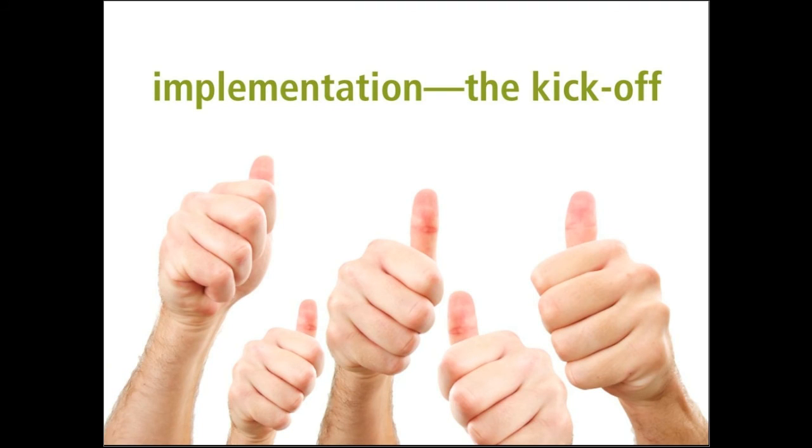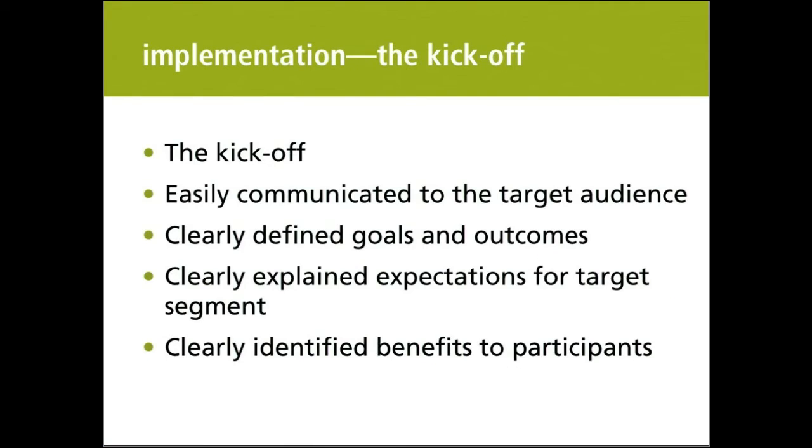So we go into implementation, kind of the kickoff here. Okay. You want a specific definable event to start your program. You want everything that you're trying to accomplish to be easily communicated. You want very clear goals and benefits that can actually be understood by the community you're targeting, and expectations for their participation. Okay, when you're developing a program, you have specific goals, but you also want to tell them what you expect them to do as part of your program.